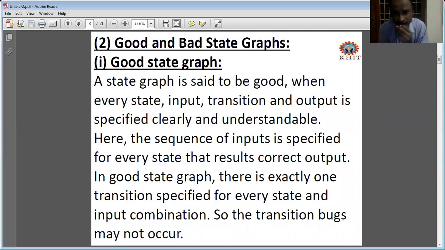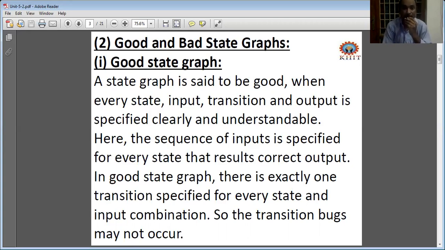Here the sequence of inputs is specified for every state that results in correct output. In a good state graph, there is exactly one transition specified for every state and input combination. Remember, in a good state graph, there is exactly one transition specified for every state and input combination.